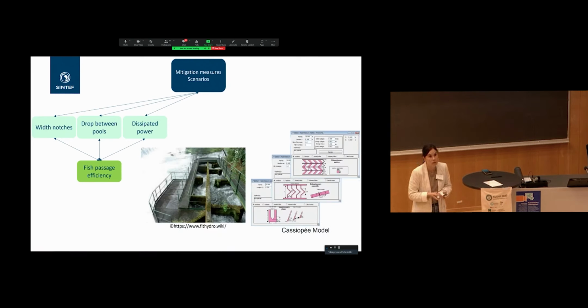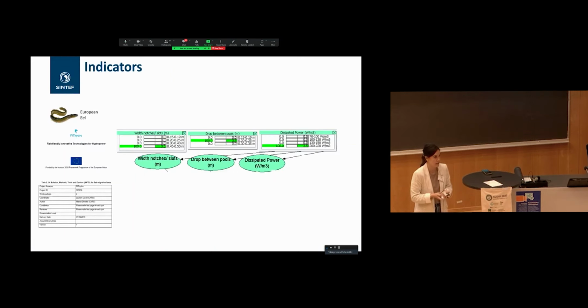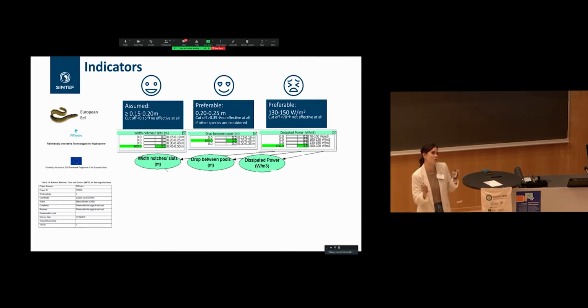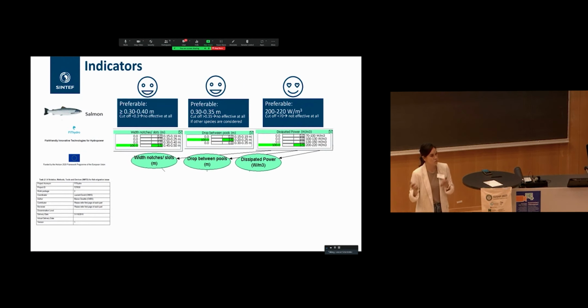So if you have a model of your fish pass, you can use the data to define the different indicators, what the values are under your different scenarios, and then we use what was in the literature, connected in the report of FIThydro, to find out whether these values were within the preference range or not. For example, in this case, there was one within the preferable range, one within an acceptable range, and one indicator that was outside of the preferable values. And for the salmon, it was one in the preferable and two in the acceptable range.